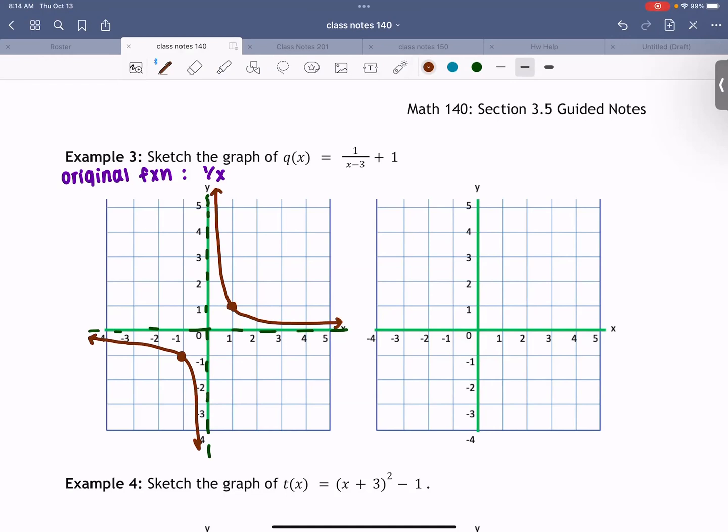Let's write out what's actually going on with our shifts here. Okay, we have x minus 3 and a plus 1. Let's start with the x minus 3 here. Do you think that's a horizontal shift or a vertical shift?